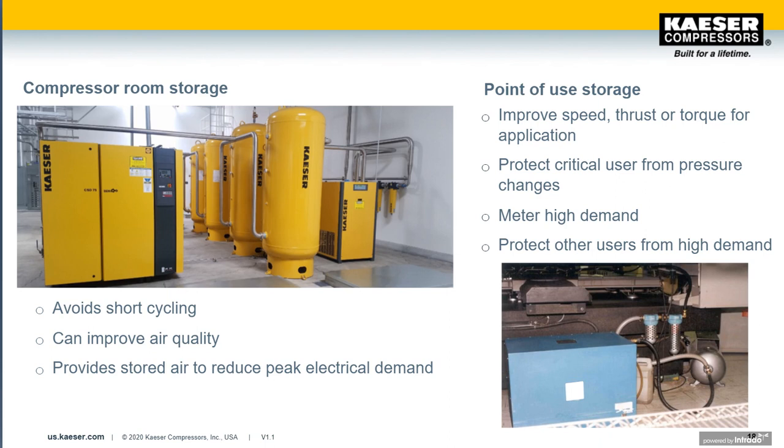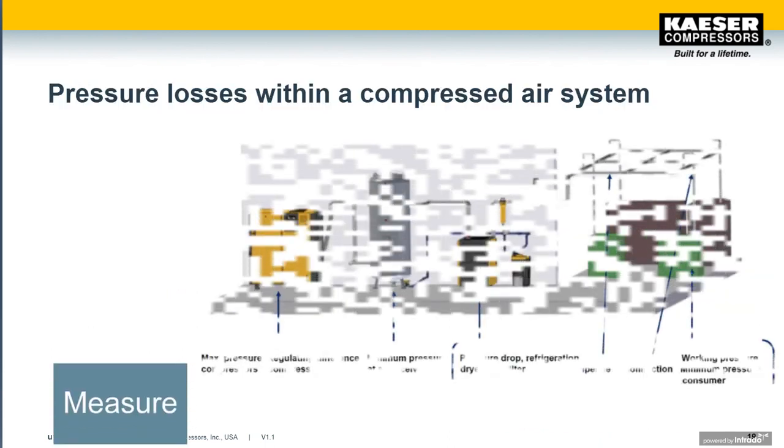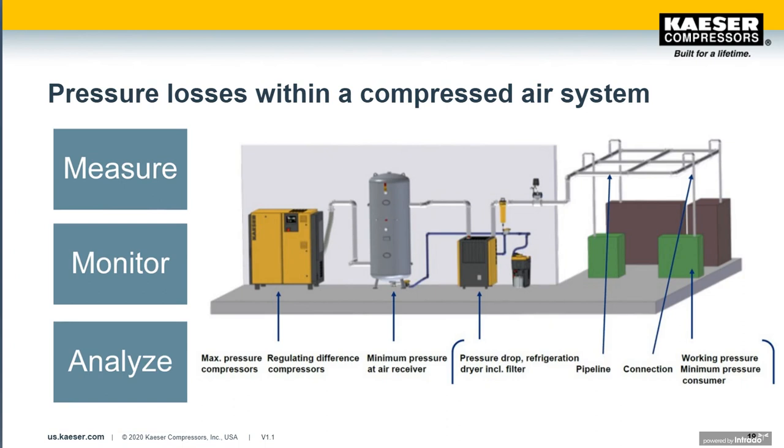That being said, adding storage volume in the compressor room to ride out high demand events may not be feasible. Remember that you're going to have a limited pressure differential in the compressor room. For high demand events, point of use storage should be considered because that's going to improve the speed, thrust, or torque for specific applications, as well as protect critical users from pressure changes in the network and protect the supply side or other demands from those same high demand events, especially when metering devices are used at those points of use. Here's that first supply and demand graphic that we showed you.